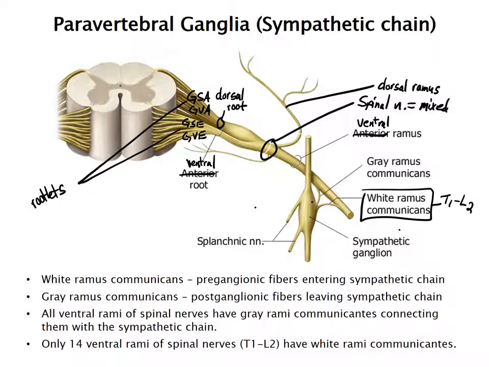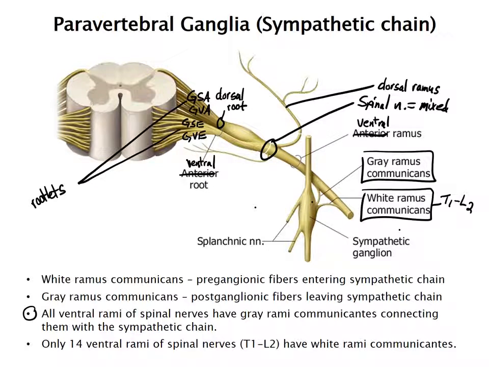They are called white rami communicans because their fibers are myelinated, giving them a white appearance histologically. For the purposes of our analogy, we'll consider the gray rami communicans to be the off-ramps. These communicans are unmyelinated, giving them a gray appearance histologically, hence their name. Let me also mention that all ventral rami of spinal nerves have gray rami communicans connecting them with the sympathetic chain directly, whereas the white rami communicans again are only connected through T1 to L2.